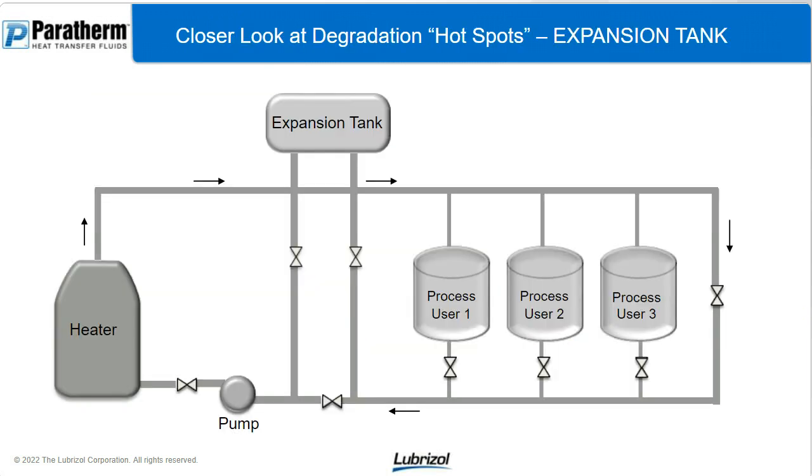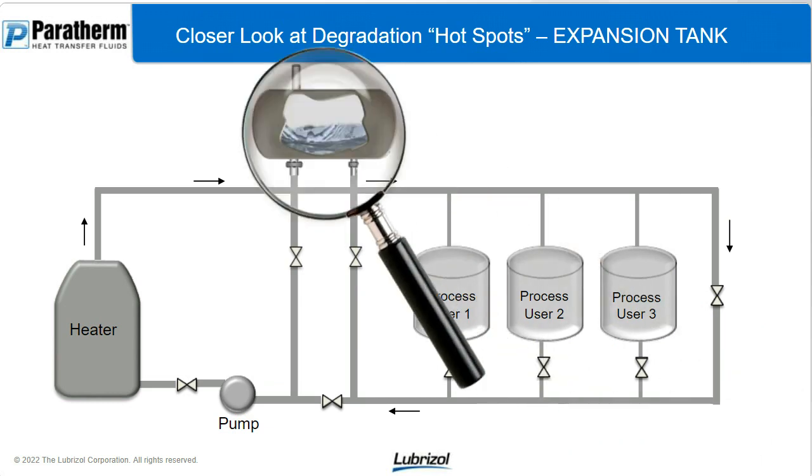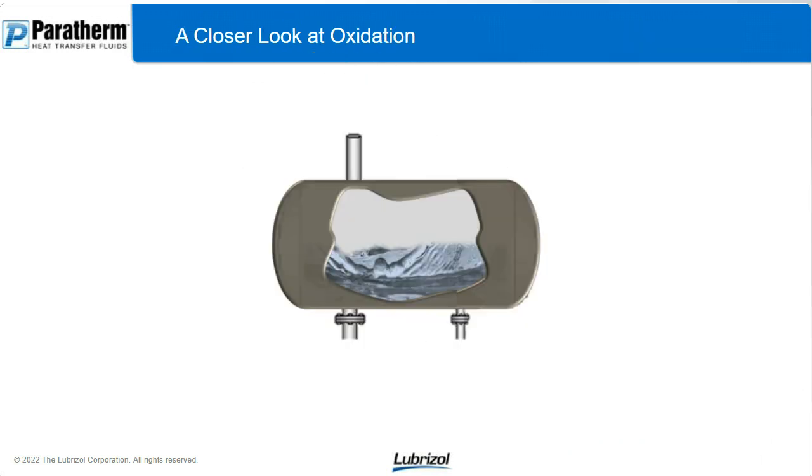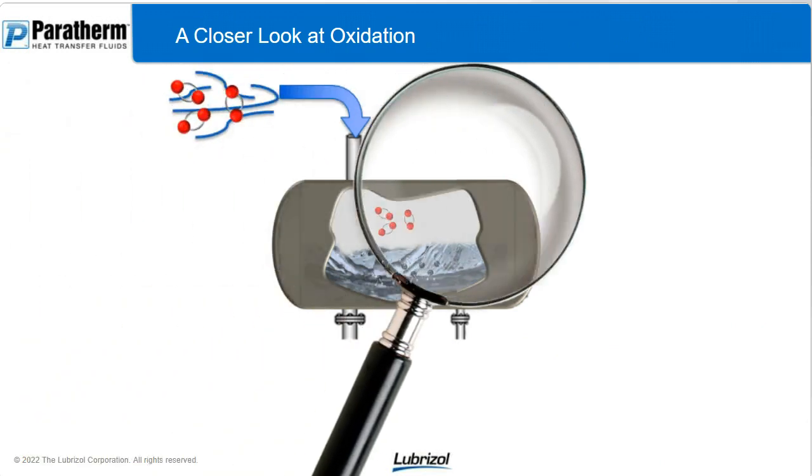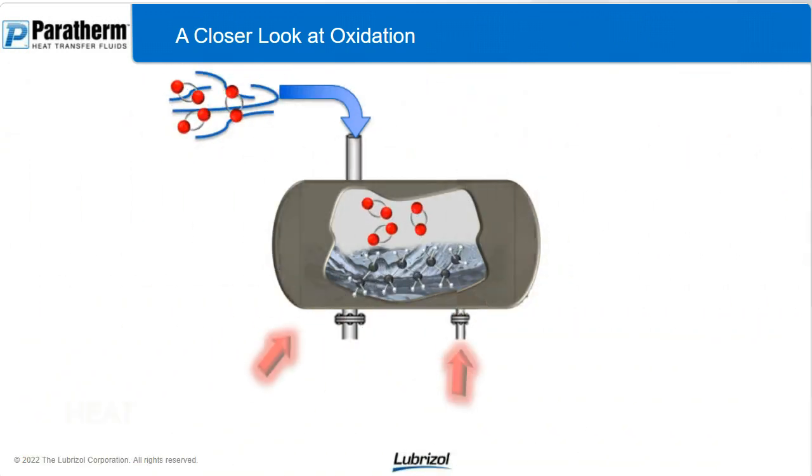So raise the red flag. Looking at your expansion tank for red flags. Let's look at oxidation. How does this happen? You've got fresh oxygen coming into the expansion tank through the vent to the atmosphere. When you have oxygen mixing with hot fluid, okay, thermal fluid plus heat plus oxygen equals oxidation.